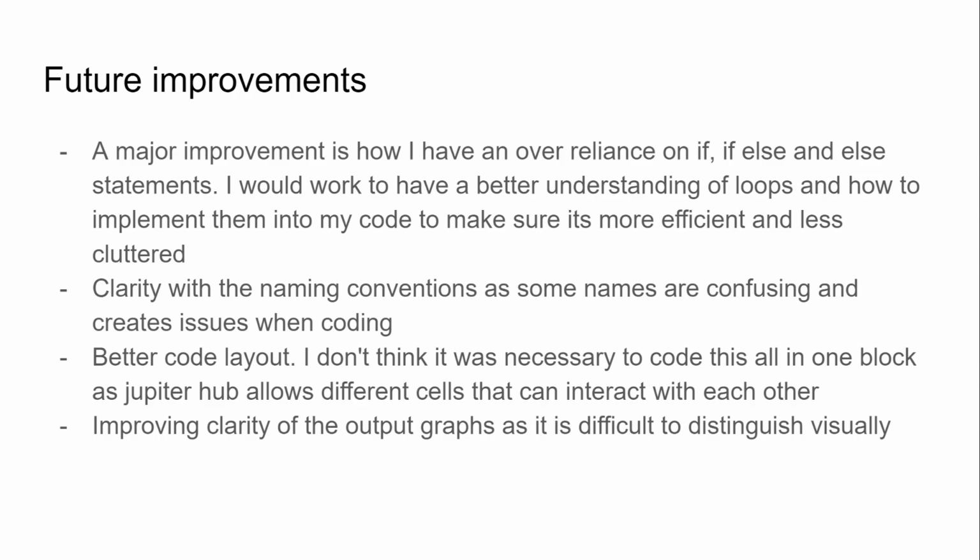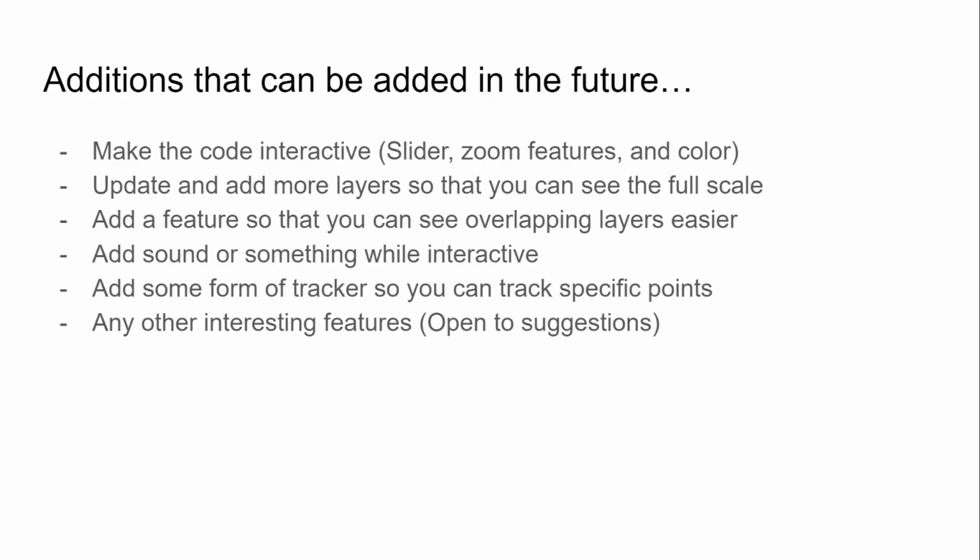Improving clarity of the output graphs, as it's difficult to distinguish visually. Looking at the graphs, there are some difficulties to see the alternating pattern and other things like that. I would most likely go back and see how I can make this more clear or try to fix some of those problems.